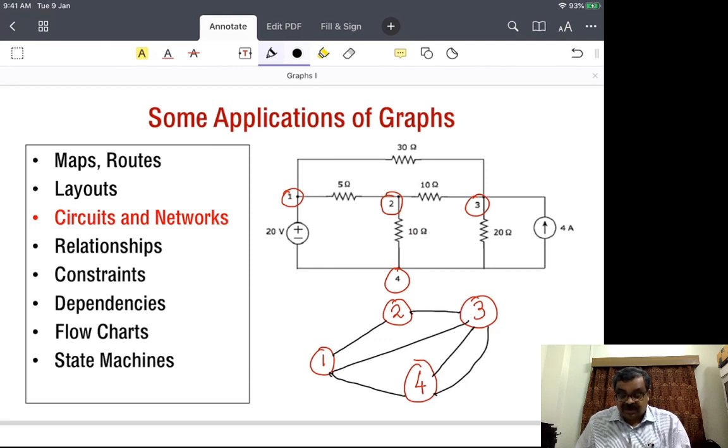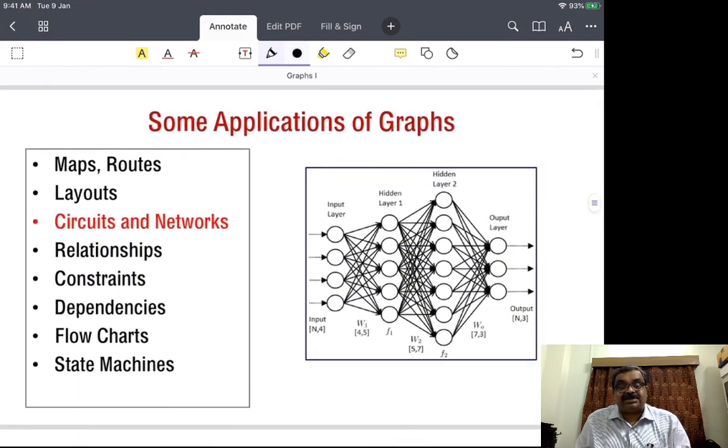Now we will start labeling these edges. For example, the edge between these 2 nodes is a resistance edge of 5 ohms. Similarly, all resistance edges will be marked, whereas this 3 and 4 is actually an ammeter edge, whereas this between 1 and 4 is a voltage edge. So this is how we will draw the graph, and we will get a circuit graph.